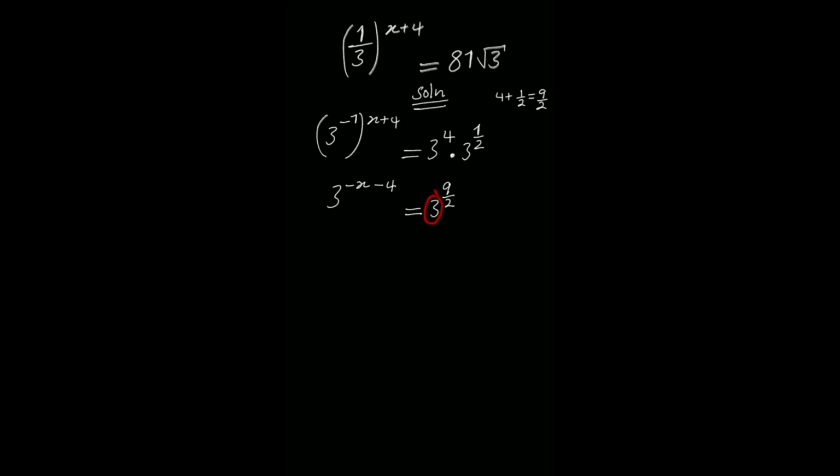Now because the bases are the same, we can equate the powers. That is, -x minus 4 is equal to 9 over 2.